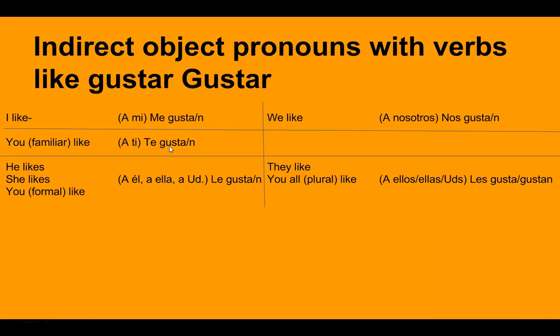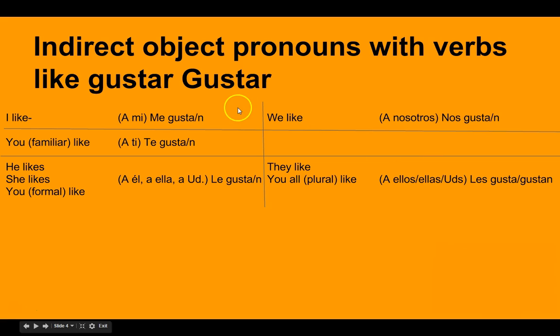But to say he likes or she likes, you're going to need to say le gusta or gustan, or if you're speaking to somebody formally, like your teacher. To say that something is pleasing to us or that we like, we use nos gusta or gustan. And finally, they like or you all, ustedes like, is les gusta or gustan.